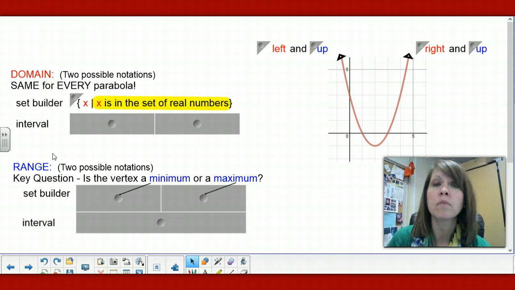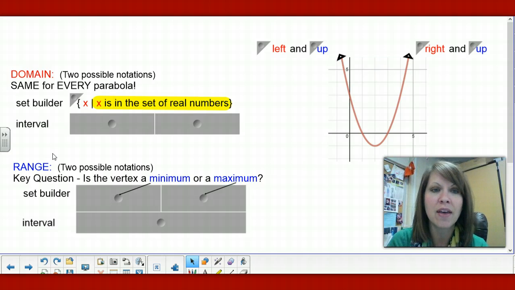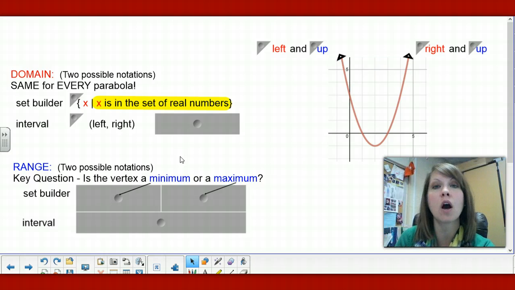Another notation that we're going to be using in Algebra 2 is called interval notation. Interval notation takes the domain and writes it in 5 to 7 characters. That's a whole lot fewer characters than having to write x is in the set of real numbers, each of those letters being a character. So interval notation looks like an ordered pair, but it is not an ordered pair. Looks like it, but it isn't. It's in a different context.